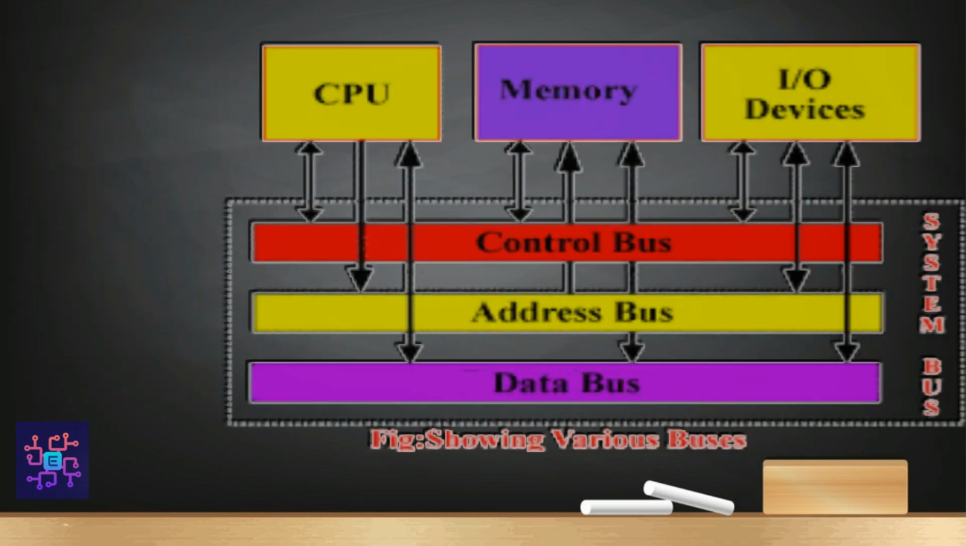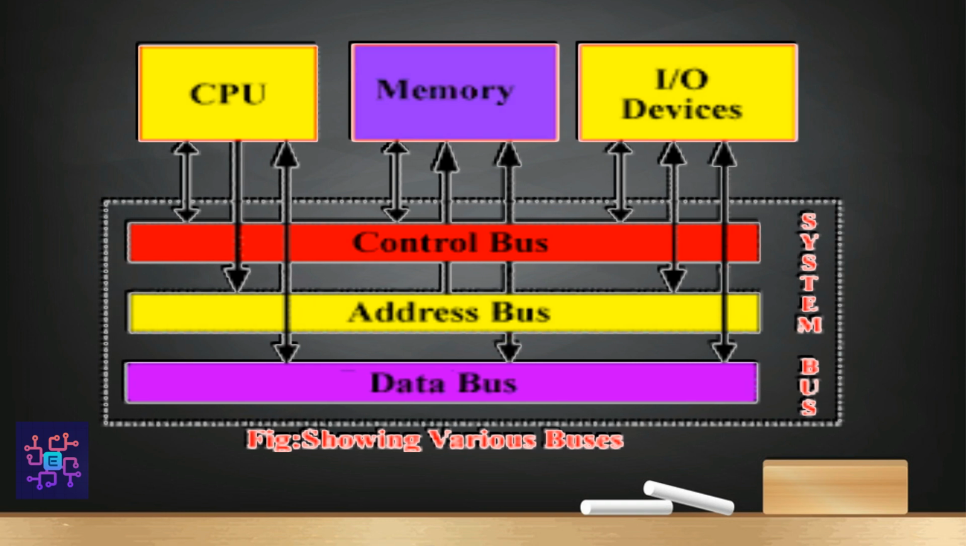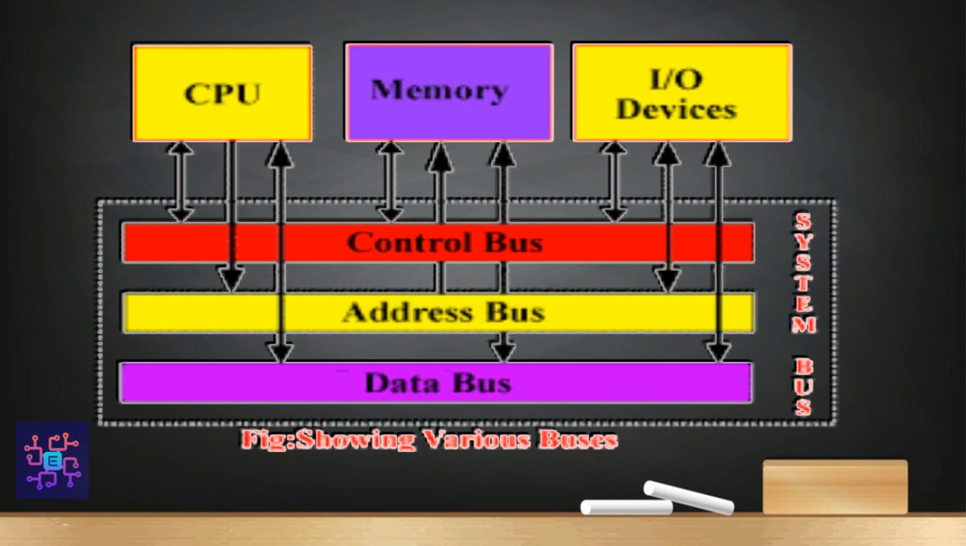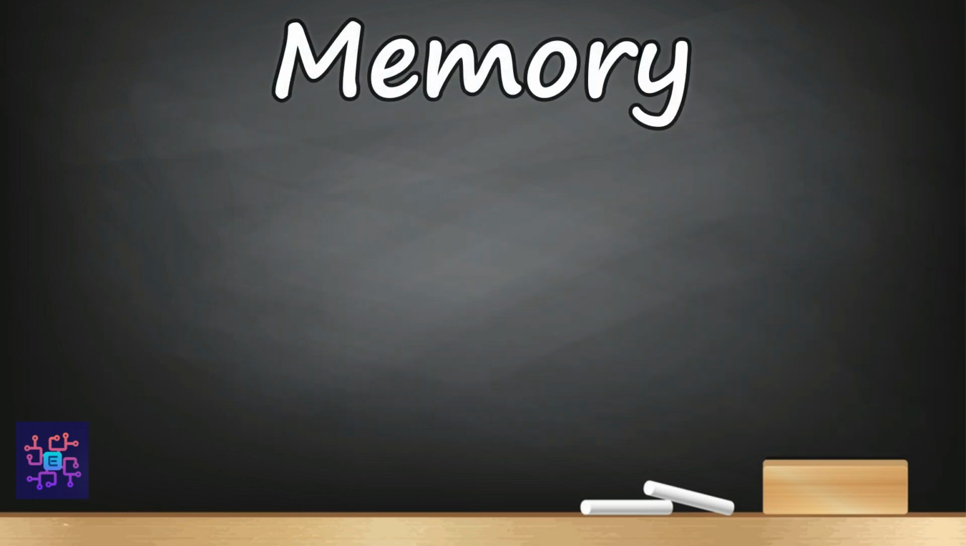The control bus is used to transmit the control signals such as read, write, and interrupt control signals, and it is a unidirectional bus which only transmits the control signals from microprocessor to the memory and IO ports to do the functioning. So that was all about the buses. So let's proceed with the second component, that is memory.